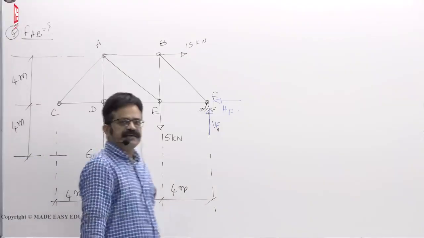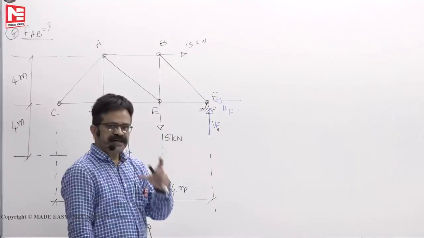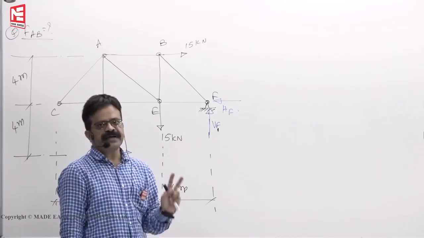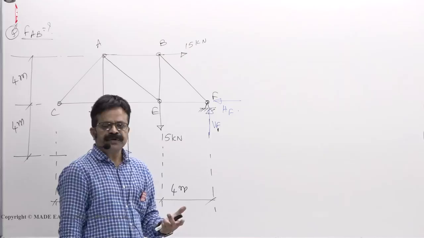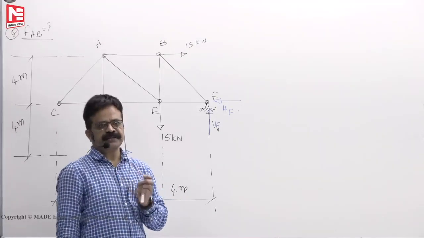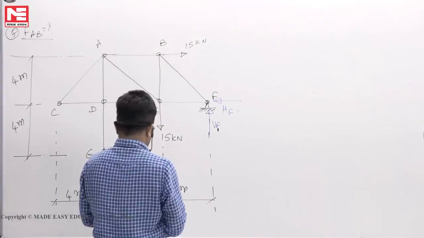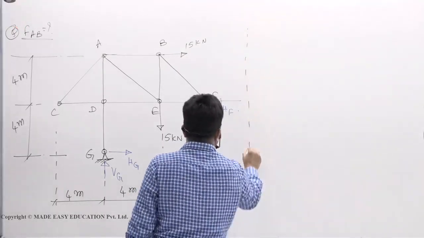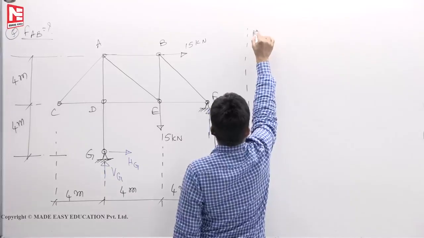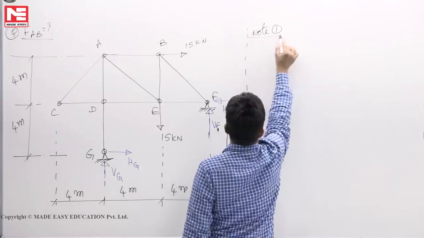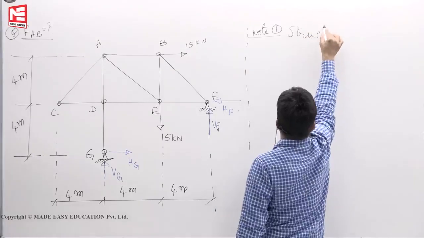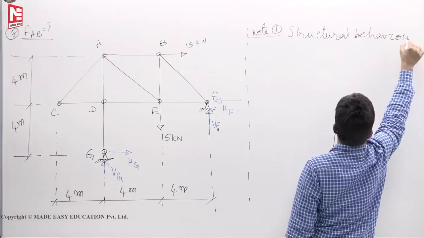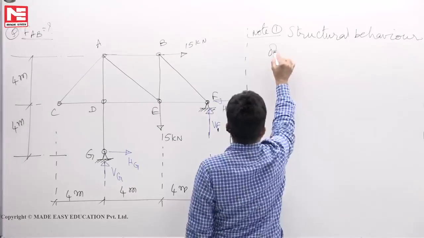Now you see, in the beginning class I told you that links cannot take any shear force or bending moment. They are only axially loaded members. Now we want to know why they cannot take shear force or bending moment in this example. See, first we will take that concept. Note 1. Structural behavior of a link.